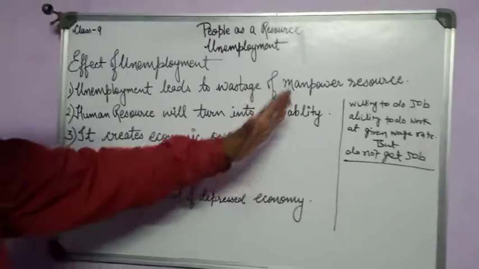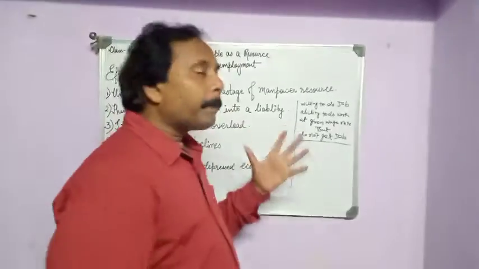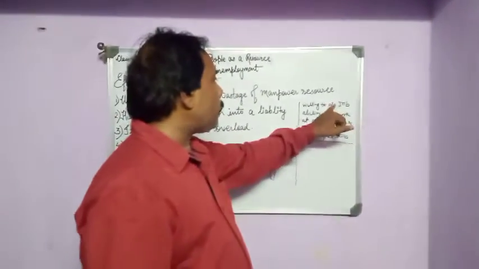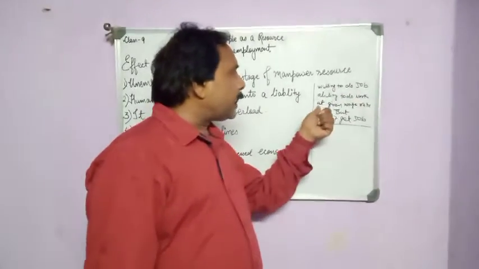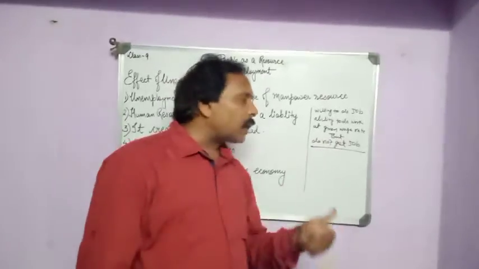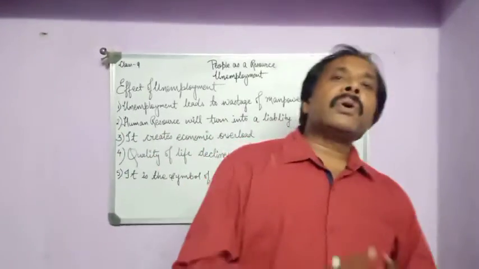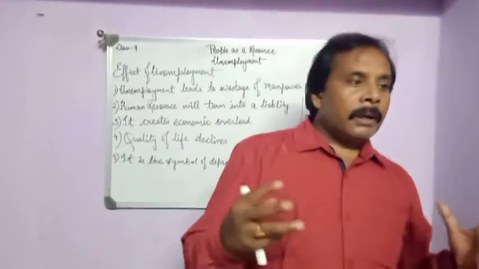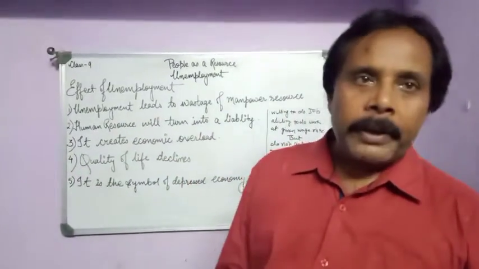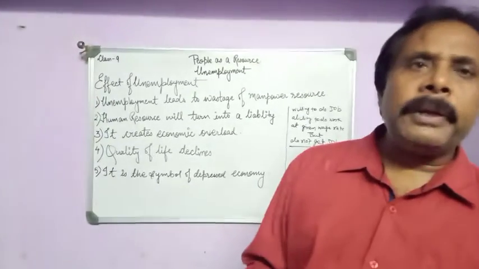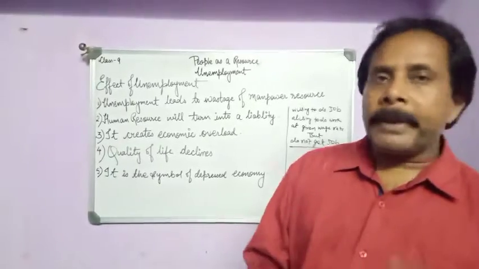Is it clear? Once again, unemployment refers to a situation in which people are willing to do the job and have the ability to do the work at the given wage rate, but they do not get the job. That is known as unemployment. Clear? So unemployment always creates problems for a growing economy or any kind of economy. You can say either it is developed, underdeveloped or developing economy.